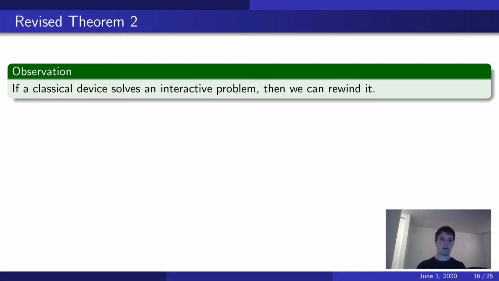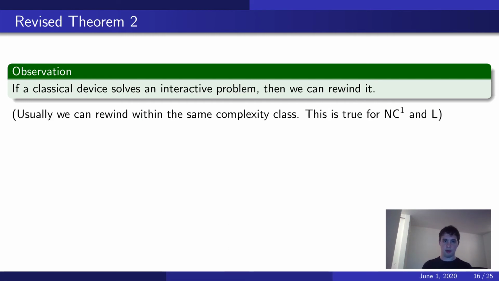And it's pretty general, right? If a classical device solves an interactive problem, then pretty much we can rewind it. And often we can rewind it with the same complexity class. Now there are exceptions, but it is at least true for NC1 and L that we can rewind within, that is, if an NC1 or L device solves the interactive problem, then we can also rewind in that class.